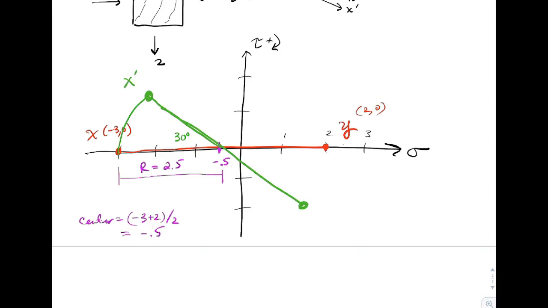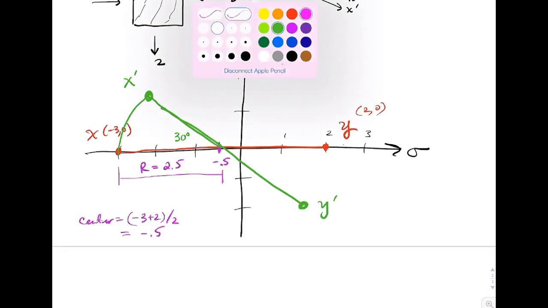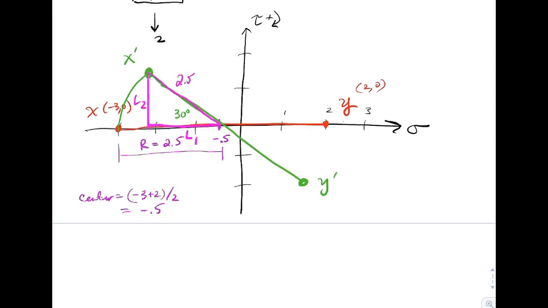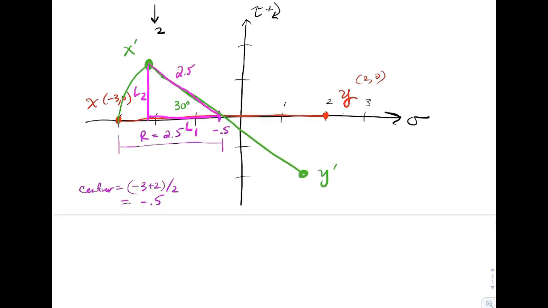There would be X prime. There would be Y prime. And so what we need are the coordinates of those 2 points. Right? That's what we're looking for. So I'm going to get a new color here, and let's just kind of highlight that triangle. And this is going to be 2.5. I'm going to call this side down here L1. I'll call that L2. So we'll just have some simple trig to find some lengths here.